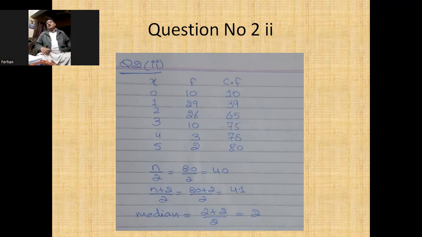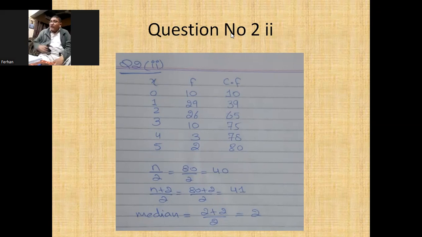Because the total number is 80, in the middle of the data there will be 2 numbers. Which 2 numbers? That will be n by 2 and (n plus 2) by 2. So 80 by 2 means the 40th number, and (80 plus 2) by 2, that is 82 divided by 2, 41. The 40th and the 41st numbers are in the center of the data.